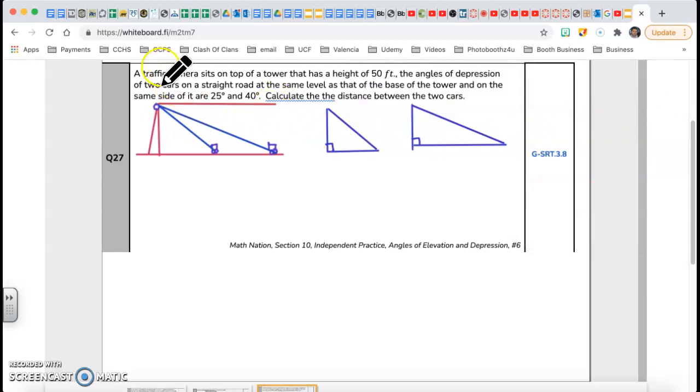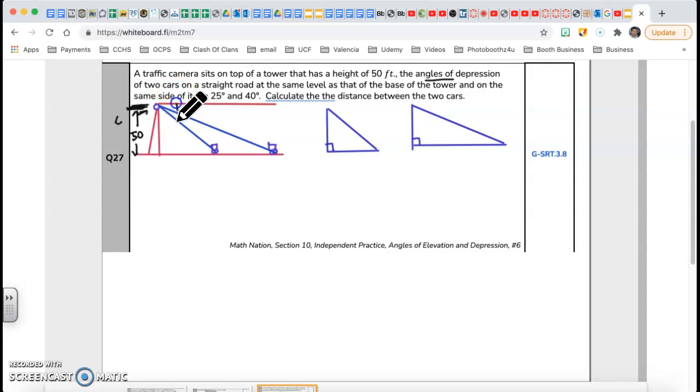So a traffic camera sits on top of a tower. Here's the camera, right? The height here is 50. That's 50 feet, the top of the camera, right here. The angles of depression of two cars on a straight row are at the same level. So here's the camera. Because the camera is looking down, that's why it's called angle of depression. One of the angles is 25 and the other one is 40.